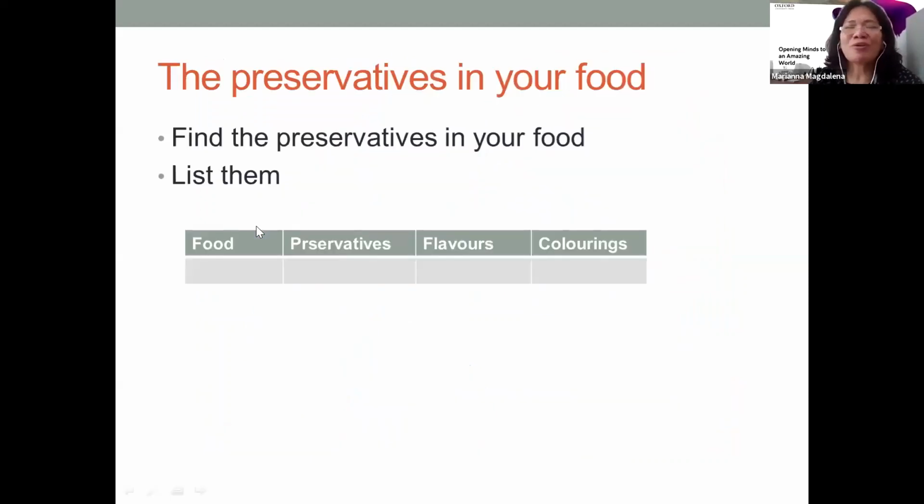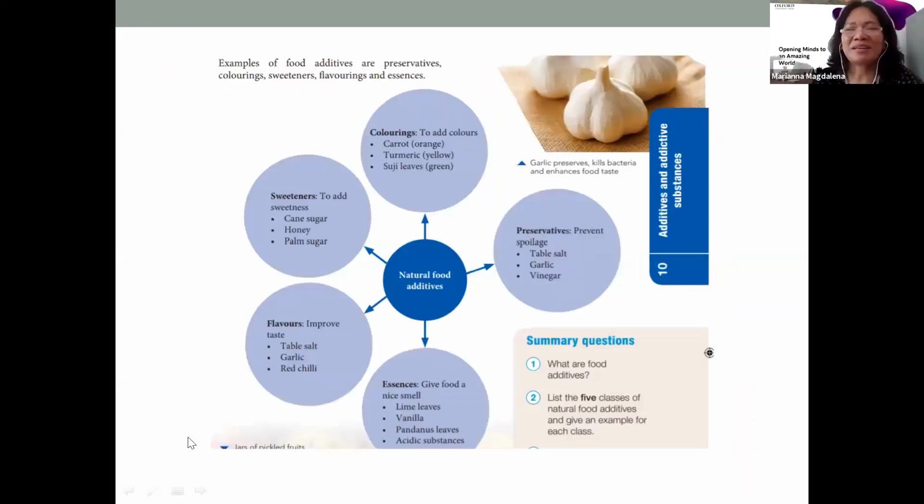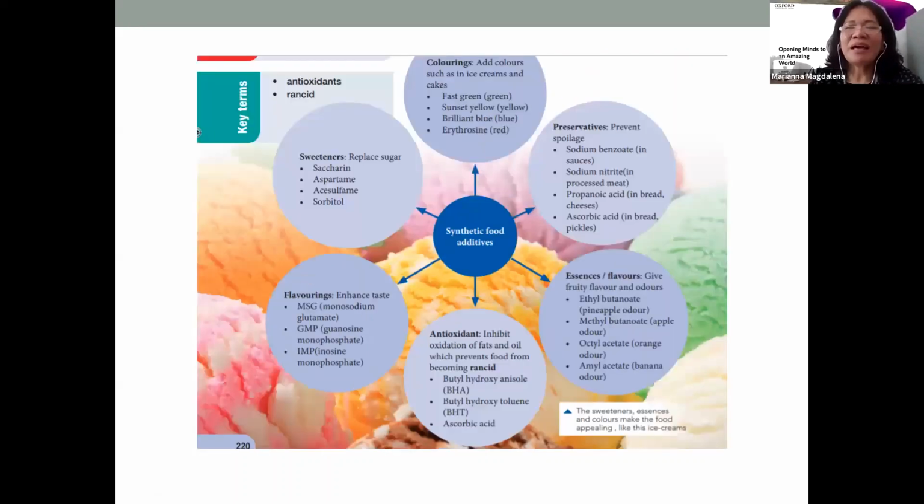Another idea is that they can ask their mother or the people who cook in their house what natural preservatives they use in the food. So you can make them creative. They can interview their mother or the people who help them with cooking. So many ideas.